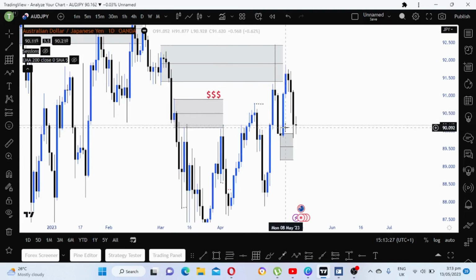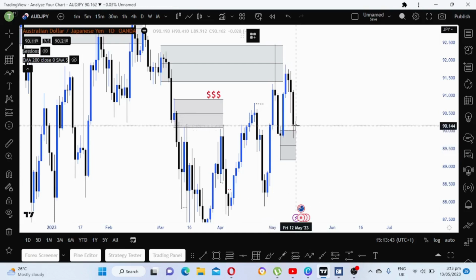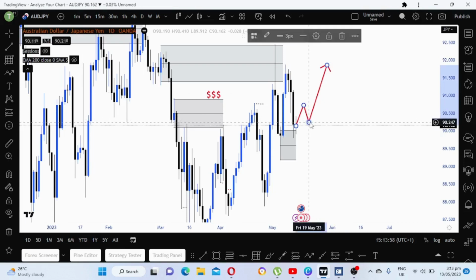So now we are currently at where? We are currently at this demand zone, which is here. Price can open and break higher on a lower time frame, and then it can proceed to go higher, or price can just continue to go lower.